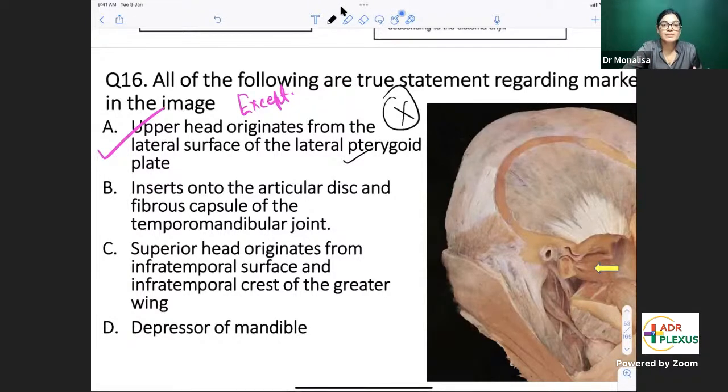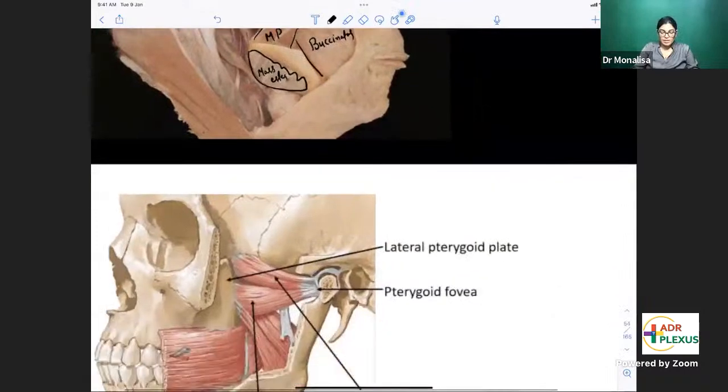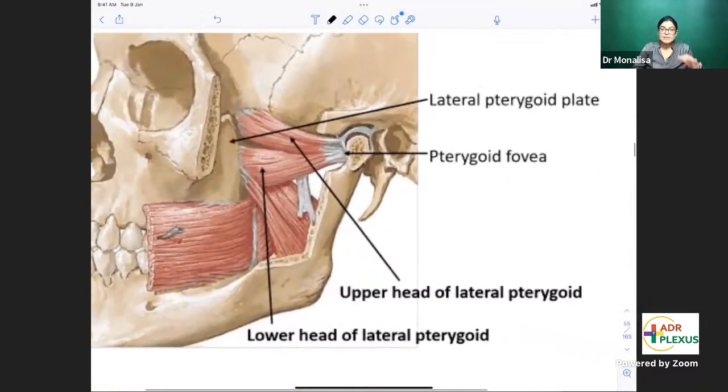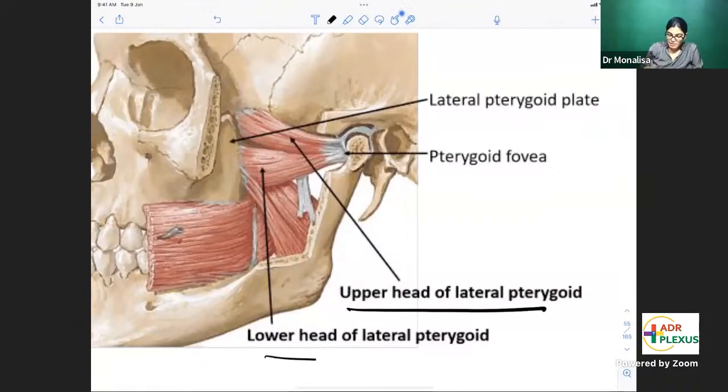Yes, you are absolutely right about the lateral pterygoid muscle. So you can see here again a schematic diagram. If I show you, you can definitely appreciate the upper and the lower head of the lateral pterygoid muscle. This is the upper head, and this is the lower head.